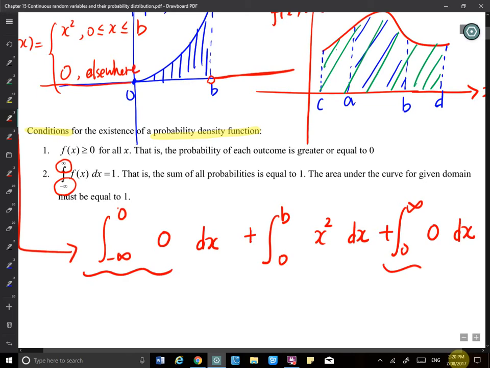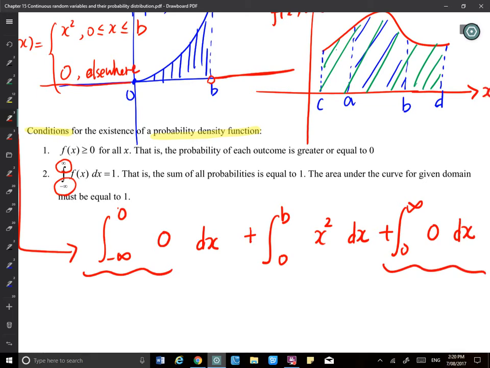In this part and this part, I don't have x squared. Actually, I have 0. It's 3 different functions. Okay, it's a hybrid function. I'm not going to use negative infinity to positive infinity to integrate x squared. I will do it part by part. Okay, negative infinity to 0, integral that. 0 to b, integral once. b to infinity, integral once.